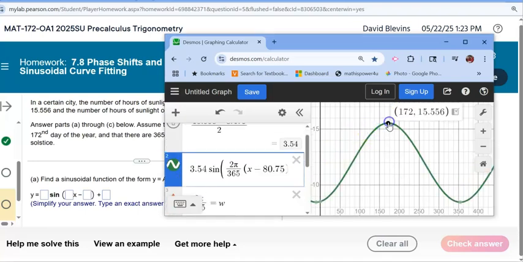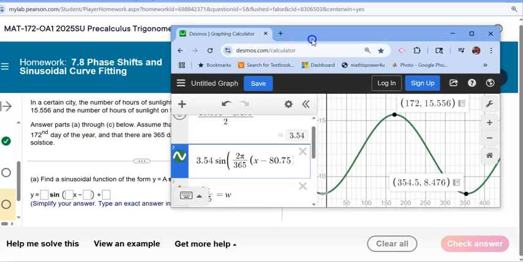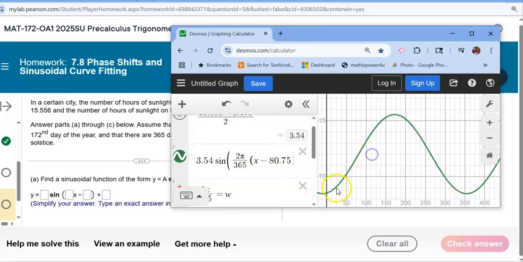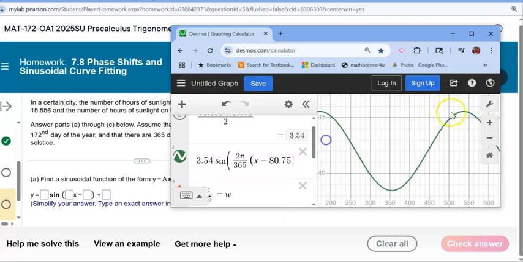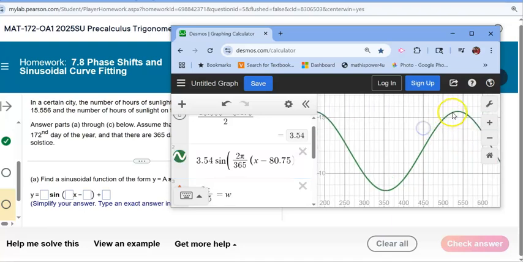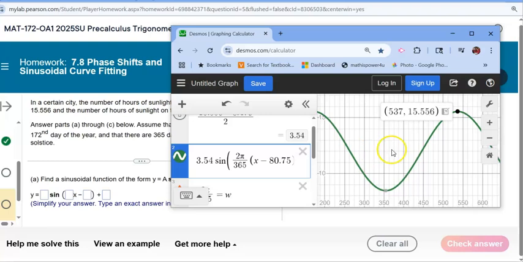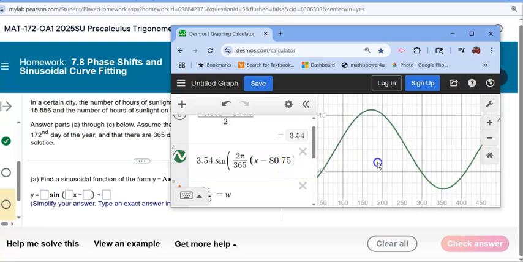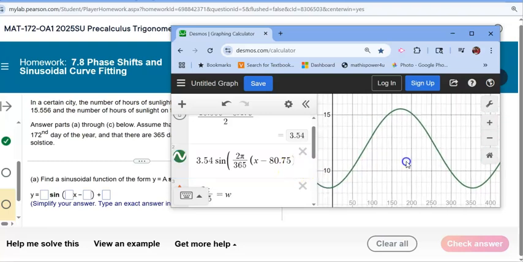And now you can see that that's taking place at the 172nd day when we have our maximum number of hours. Okay, so you can see that there's our maximum. There it happens again, and if you subtract those two numbers, 172 taken away from 537, you get 365. So that's a full year between the summer solstices. So that's what we're after. That's what we want. So that's our model.